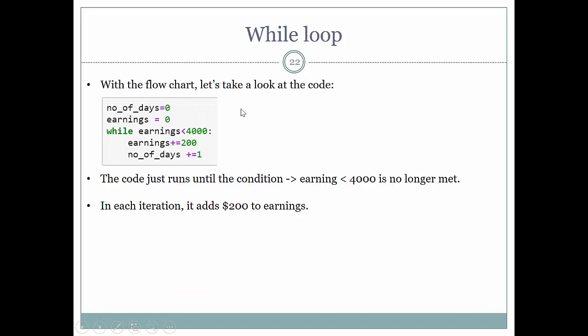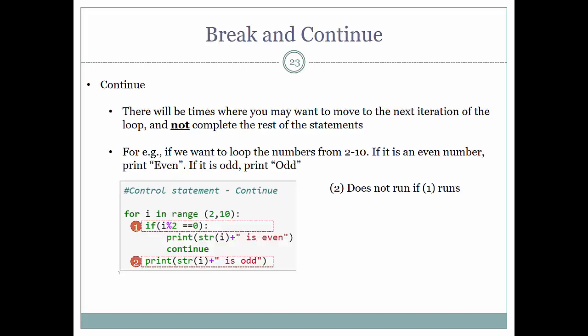With the flowchart, we can now look at the code. Number of days and earnings are initialized to be 0, while earnings less than 4,000, then increase earnings by 200 every time that the loop is run, and increase the number of days that he needs to work by 1 each time that the loop is run.